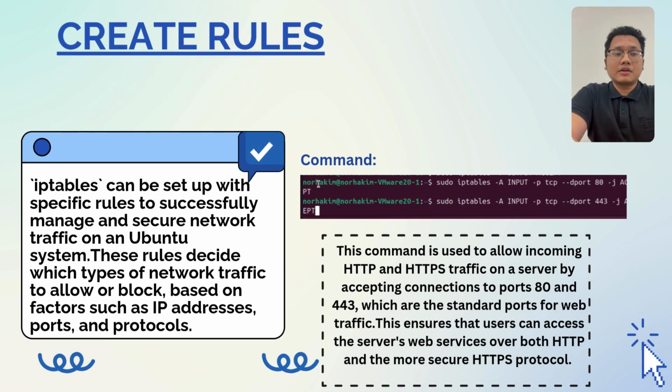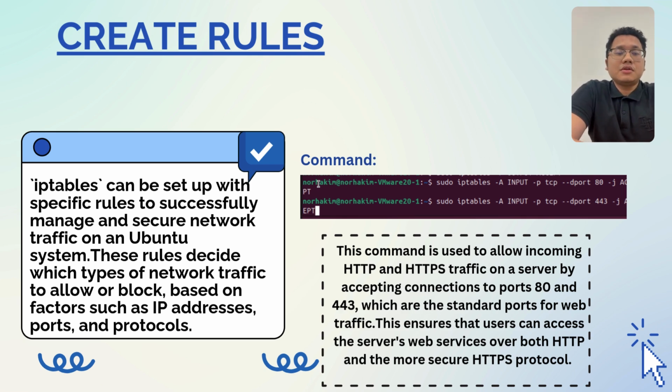For creating rules, iptables can be set up with specific rules to successfully manage and secure network traffic on an Ubuntu system. These rules decide which types of network traffic to allow or block, based on factors such as IP address, ports, and protocols.